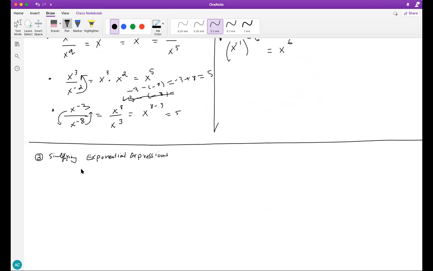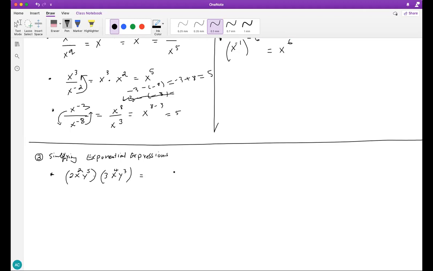So the first type of examples, let's say if you have 2x^2y^5 times 3x^4y^3. Basically, we're multiplying this. This is a multiplication by this. Or sometimes you may see parentheses like this. That means the same thing. That means this times this.